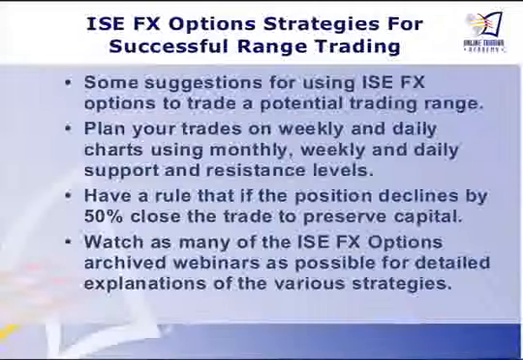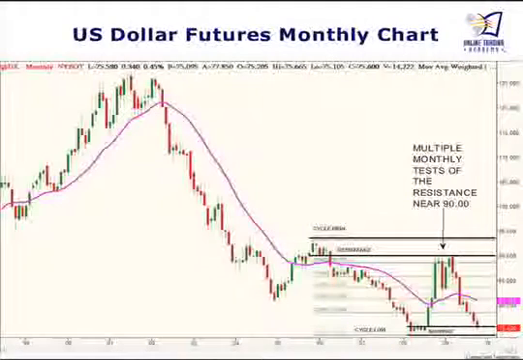Okay. Now this is the U.S. dollar futures contract, and I changed it to a monthly chart. And the reason I changed it to a monthly chart is I want you to notice here multiple monthly tests of the resistance area near 90. So the weekly chart, it's pretty clear that we hit this 90 resistance area between 90 and about 95. But on this monthly chart, you could see it very, very clearly.